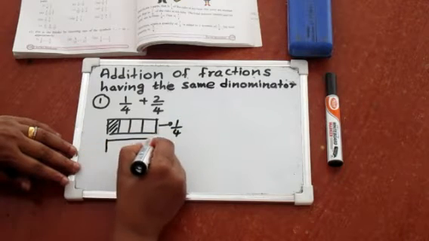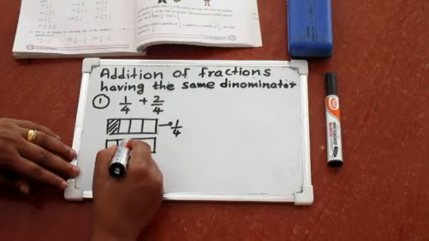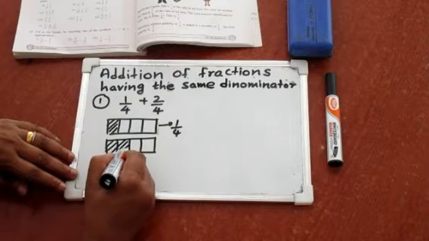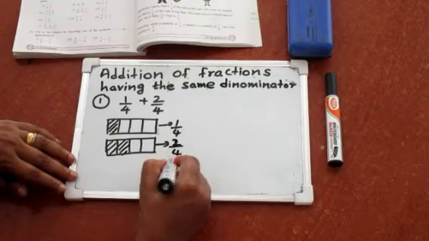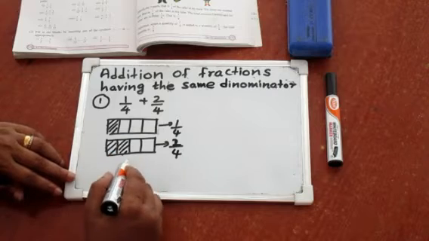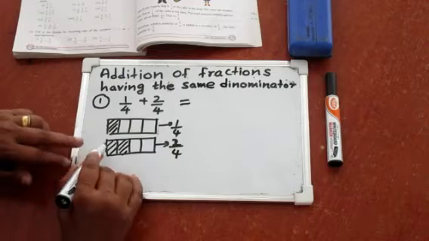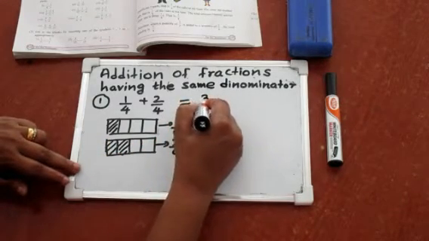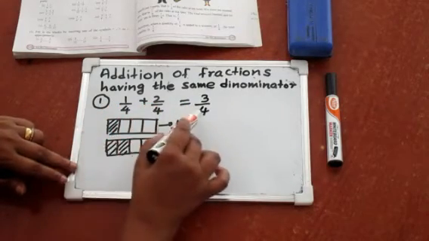Now divide the same figure into 4 equal parts. That means represent the second fraction, 2 over 4, using this figure. Then color 2 parts here. Then the colored portion as a fraction is 2 over 4. Now take the sum of the colored portions. Then we can write that the colored portion altogether is 3 over 4. So 1 over 4 plus 2 over 4 is 3 over 4. That means take the sum of numerators here but don't change the denominator.